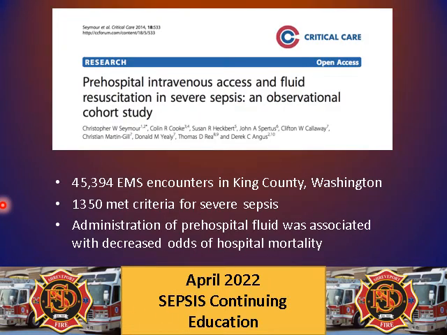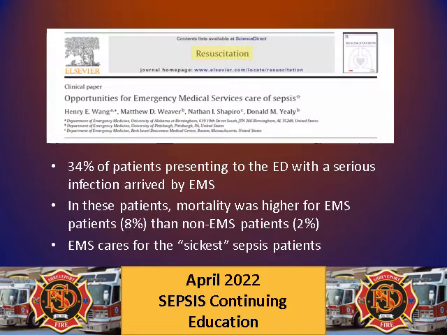So let's look at this right here. Pre-hospital intravenous access and fluid resuscitation showed that of the 1,350 patients that met criteria for severe sepsis, administration of pre-hospital fluid decreased hospital mortality. Starting fluids early is important.